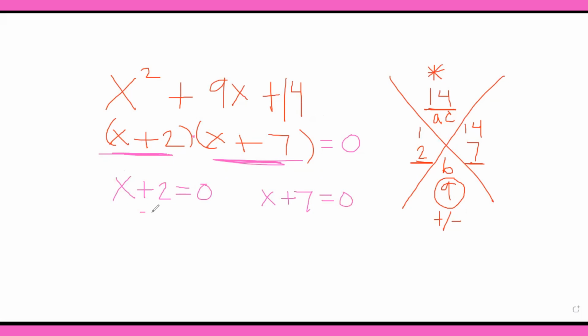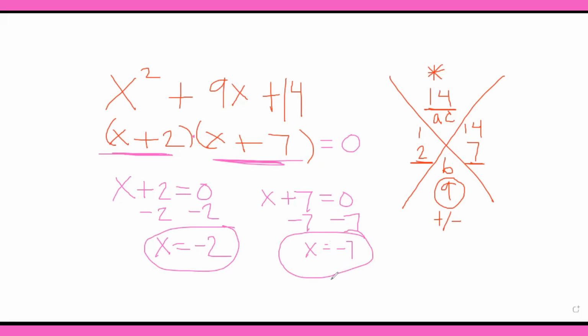So I'm going to set each of these equal to 0. And if I take it one more step, I would subtract 2 from both sides. So in this case, x equals -2. And for this one, subtract 7 from both sides, x would equal -7. So these are our two solutions, our two zeros.